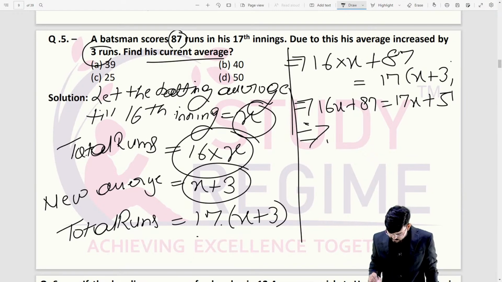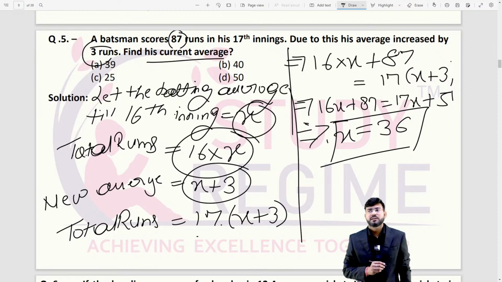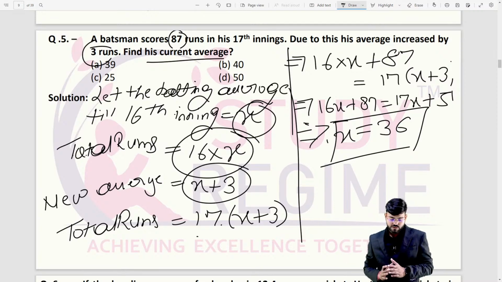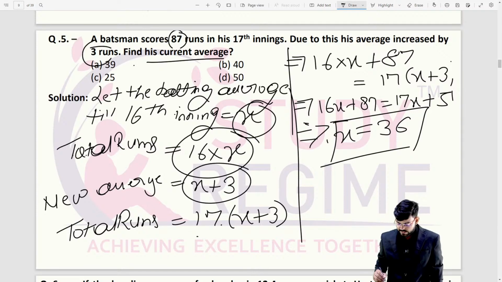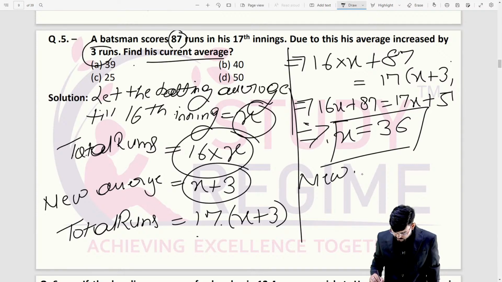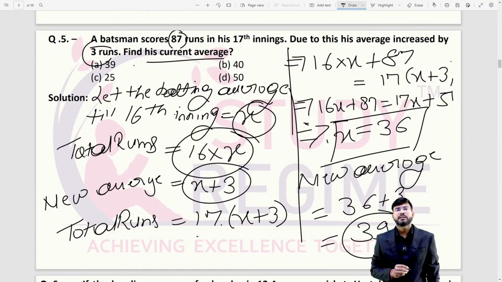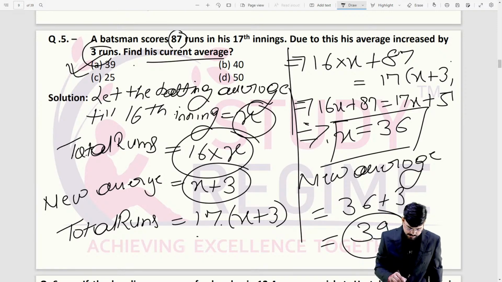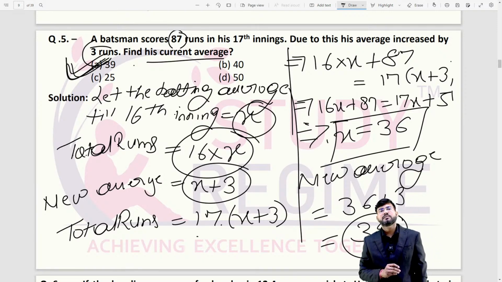I will take this on the right side. You will get x is equal to 36. Now this is the average of the batsman till the 16th inning. Till the 16th inning he was making an average of 36, but in the question it has been asked to find his current average. So his new average is equal to 36 plus 3. It will become 39. You got the answer. In the question it is given as option A. So for question number 5, your correct answer will be option A.